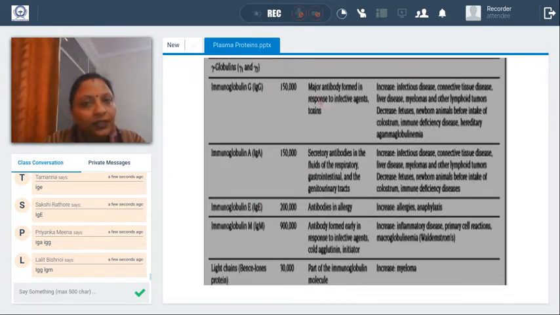IgG, you all know, is the major antibody formed in response to infective agents, toxin. Then IgA, you all know, secretory. IgE, antibody present in condition of allergy. IgM, response to. So these are the diseases in which these IgGs are increased.